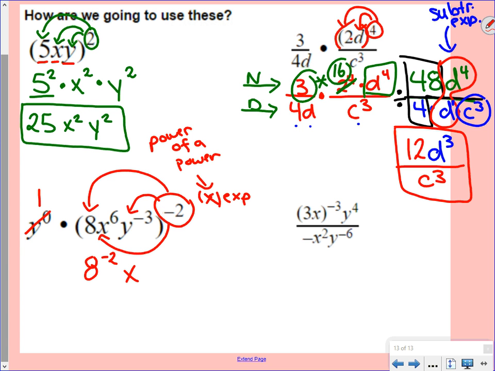So 6 times negative 2 is negative 12. Y to the negative 3rd power taken to the negative 2nd power, we're going to do negative 3 times negative 2, which gives us positive 6. We want to make sure our answer is in positive exponents. So 8 to the negative 2nd power is 1 over 8 to the 2nd power times x to the negative 12th power is 1 over x to the positive 12th power. And then y to the 6th power stays in the numerator.